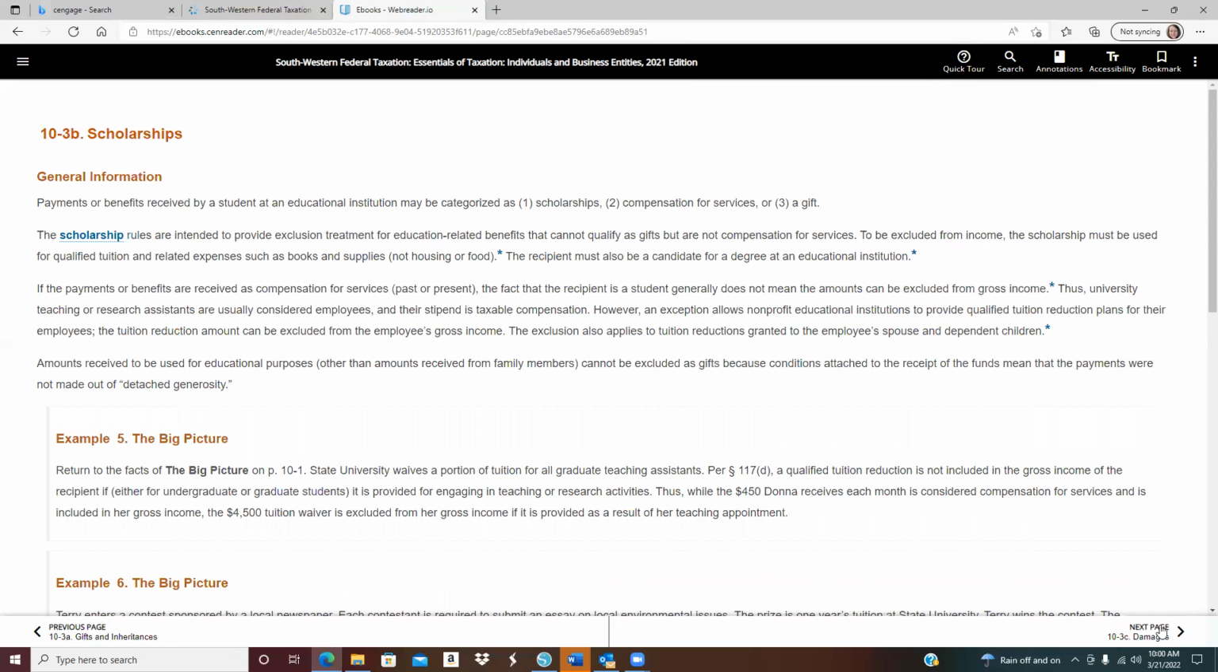Scholarships. Payments or benefits may be categorized as a scholarship, compensation for services, or a gift. The scholarship rules are intended to provide exclusion treatment for education services. To be excluded from income, the scholarship must be used for tuition and related expenses such as books and supplies. We talked about this before in class, I believe. If you have a scholarship that includes money for housing, that is considered taxable income.